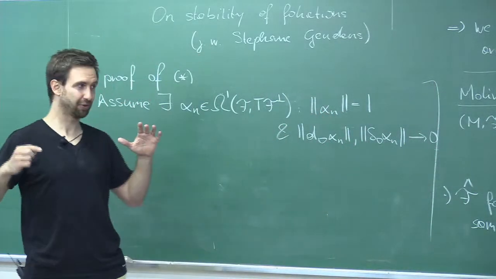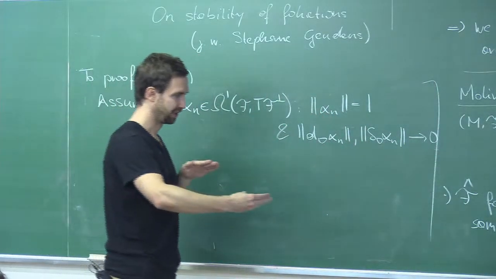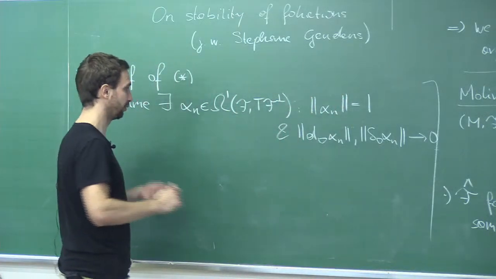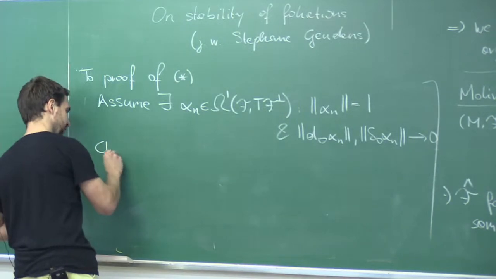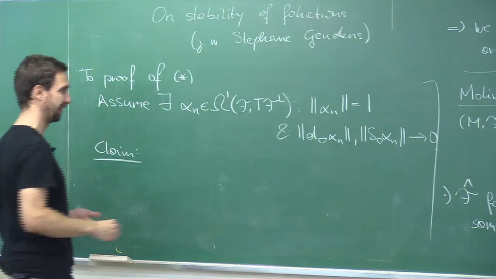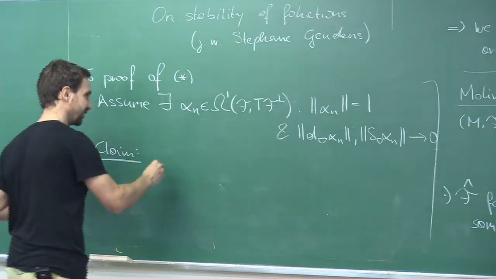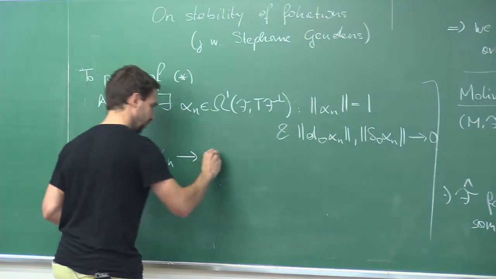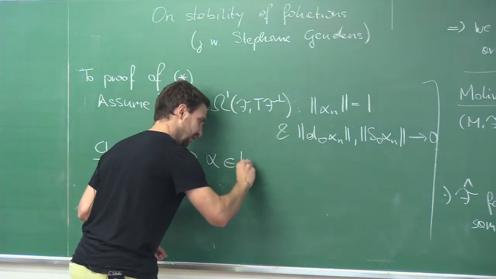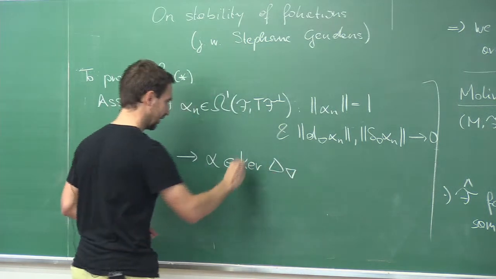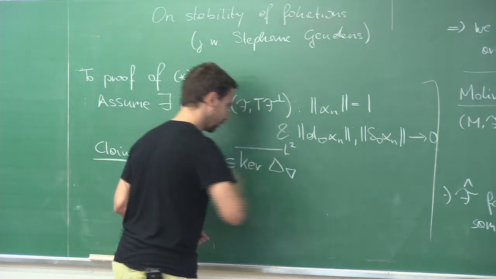And then on the manifold, we apply a result. Maybe let me first make the statement before I continue with my elaboration. So the claim is that there exists a converging subsequence which converges to an element in the kernel of the Laplacian, but then in the L2 closure.